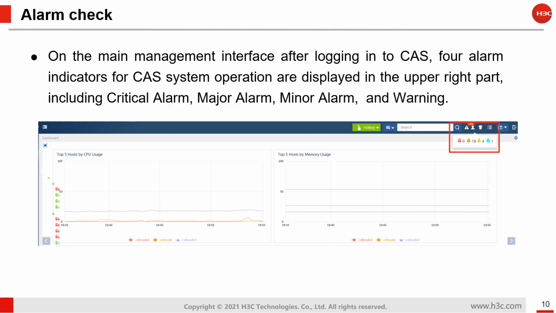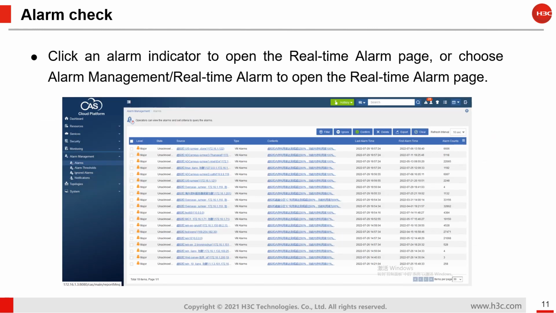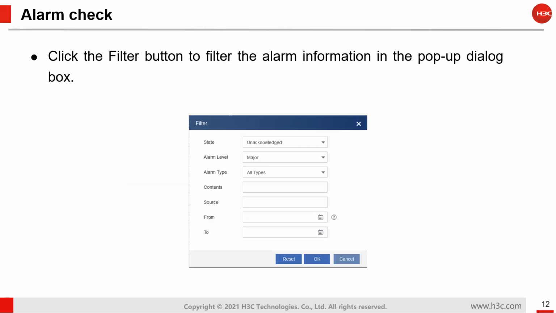Alarm check. On the main management interface, after logging into CAS, 4 alarm indicators for CAS system operation are displayed in the upper right part, including critical alarm, major alarm, minor alarm, and warning. Click an alarm indicator to open the real-time alarm page, or choose alarm management or real-time alarm to open the real-time alarm page. Click the Filter button to filter the alarm information in the pop-up dialog box. You can edit something in here.